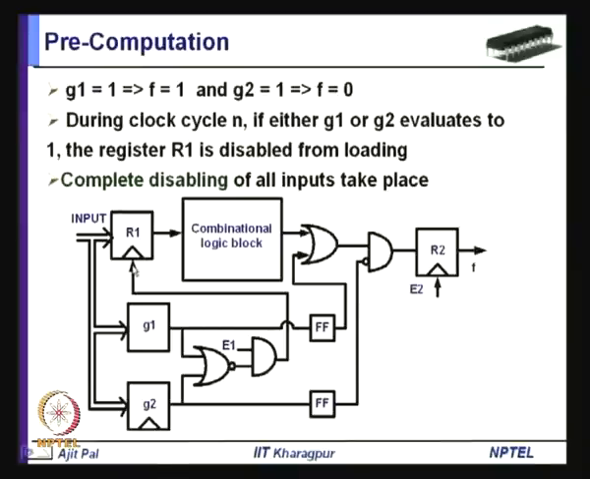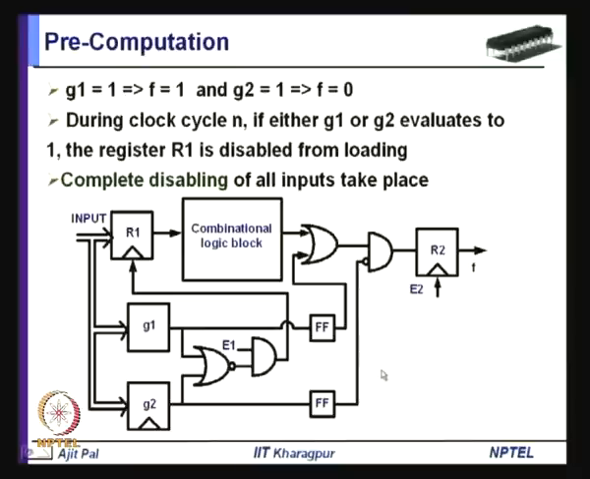So, that means you can disable this input to reach this combinational block when the computation is done, when either this is 1 or this is 1. That means, when G1 is 1 or G2 is 1, you are disabling this input, and in those situations you are taking the outputs from G1 or G2 instead of from this combinational logic block. That is the reason why you are using this additional hardware to take outputs from G1 or from G2, and that is taken out through another register R2 which has enable signal E2.